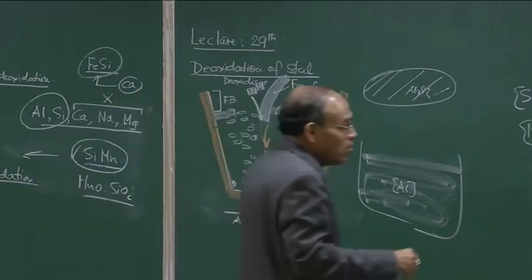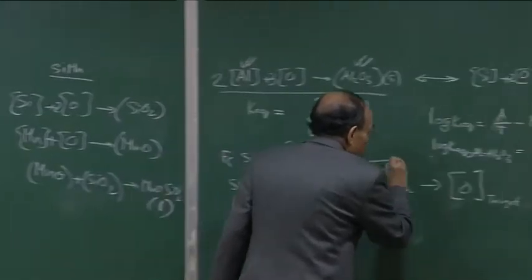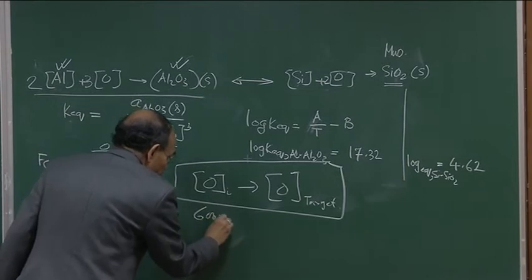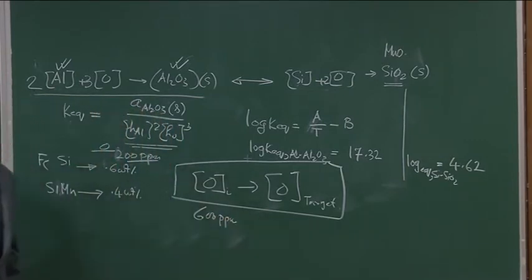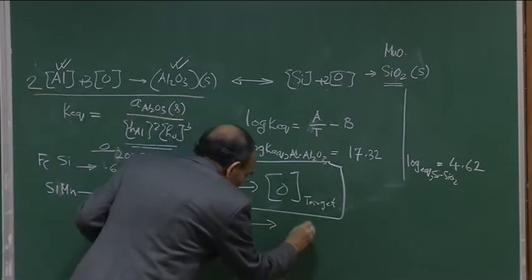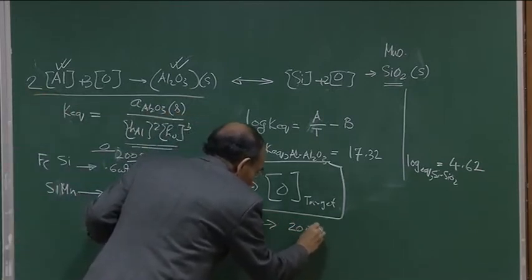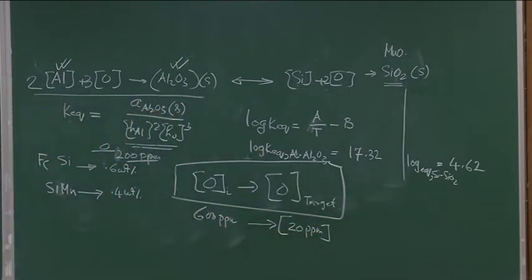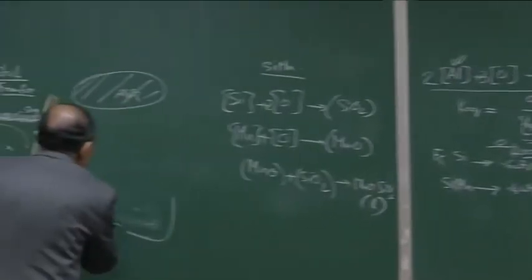I am accounting for only this part: I have an initial oxygen content which is given to me as 600 ppm. How do I know it? I know it from tapping chemistry, okay? And then the target may be 20 ppm oxygen. So, I want to eliminate 580 ppm oxygen, and now I want to find out how much aluminum is needed.